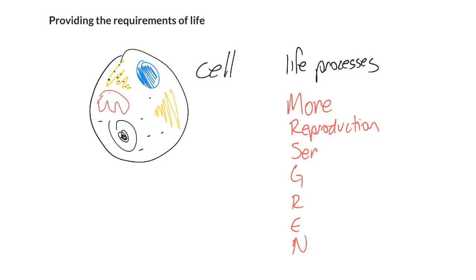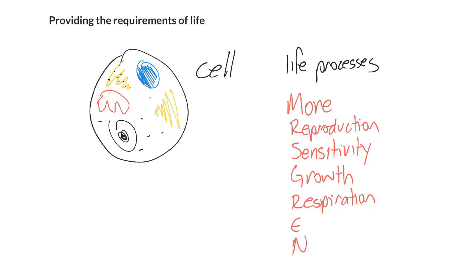S is for sensitivity. Now, sensitivity means being able to respond to stimuli. So, detecting stimuli and being able to respond to it. G is for growth. All living things are able to grow. R is an interesting one. That is called respiration. I'm going to talk about this in more detail, but that's the process of converting food or nutrients to energy that's usable in the body.